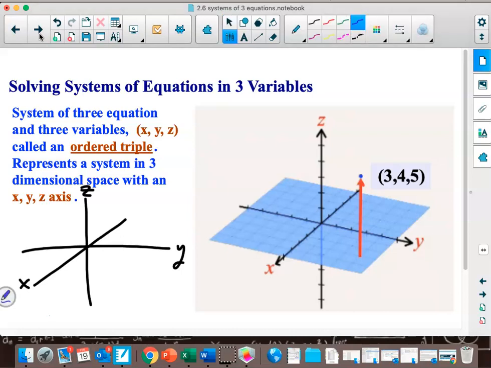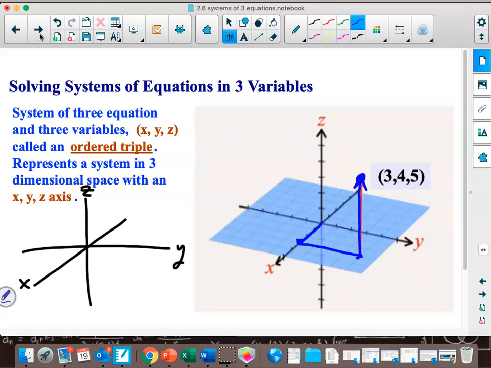Well, if I have to plot the point 3, 4, 5, that means I'm going to go out 3 on the x-axis, over 4 on the y-axis, and up 5 on the z-axis. 3, 4, 5, and that gives me that point. So you just follow the numbers on each axis. I go out 3, I go over 4, I go up 5.